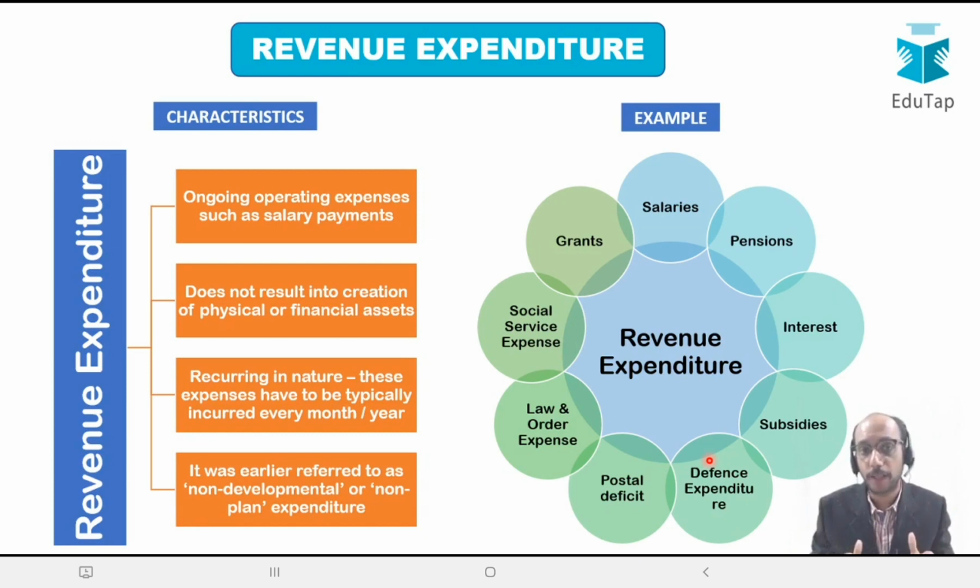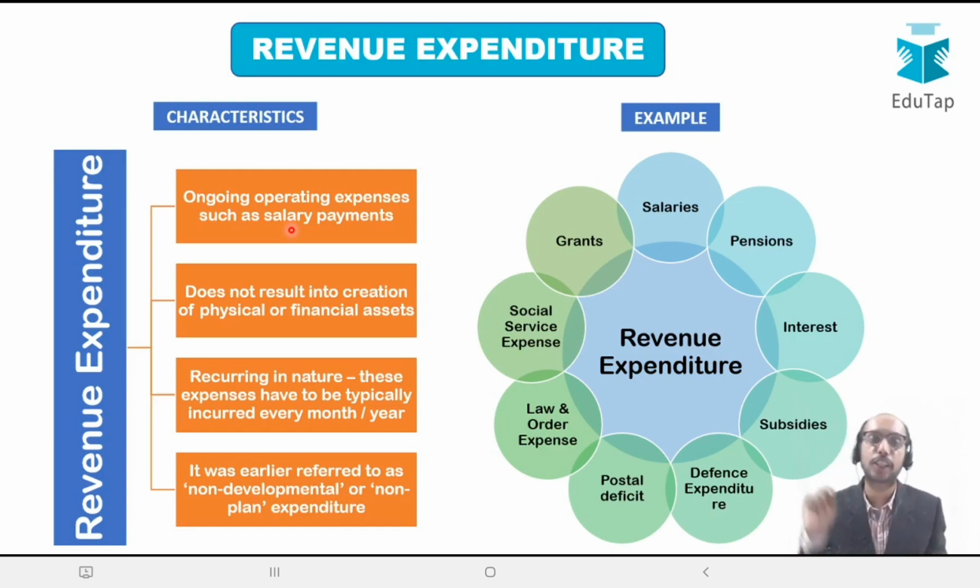Can we afford to not pay? Can we have a single month where we are not paying our soldiers? Is that ethically, morally, socially, economically, politically correct? Not at all. So this is again recurring in nature, right? It doesn't result in creation of physical or financial asset, and it is an operating expense, ongoing expense, and more importantly, it is a committed expenditure. We have committed that we are going to pay this expenditure. It is next to impossible to reduce this kind of an expenditure.